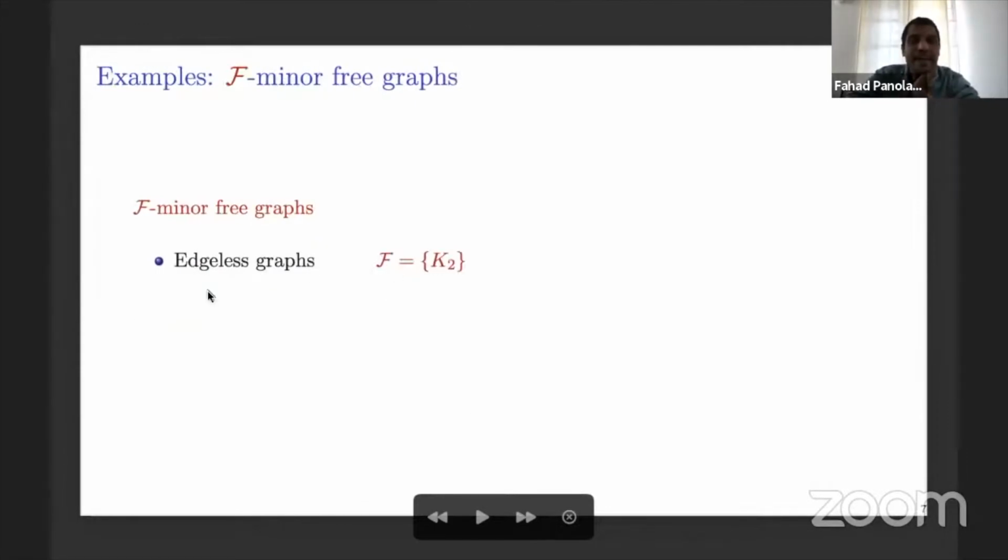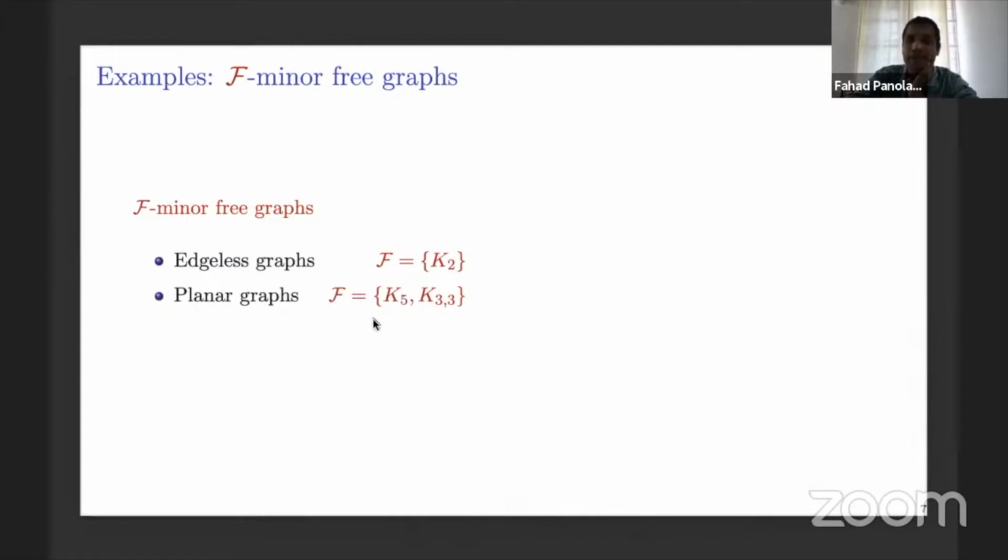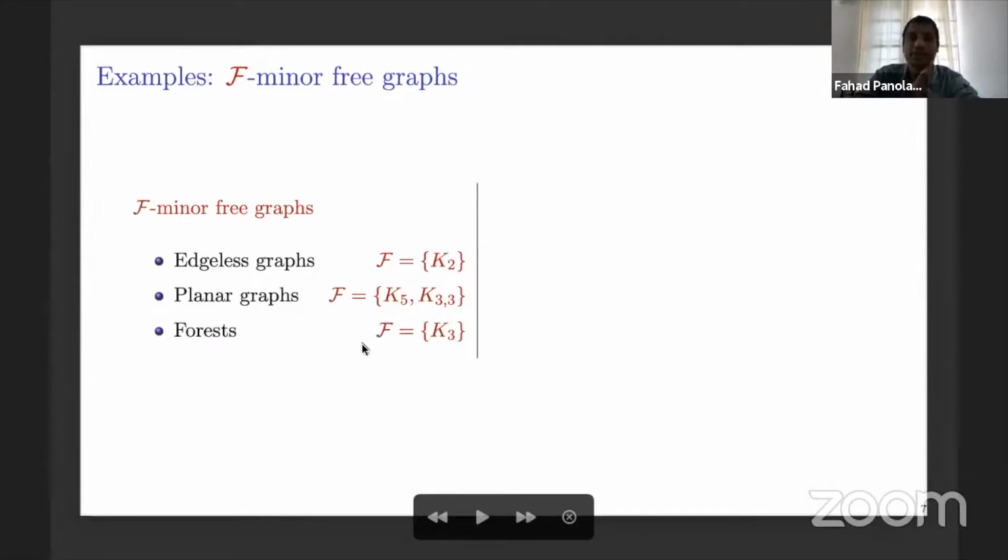Okay, so for edgeless graphs, it is F-free where F is just one graph, which is K2, an edge on two vertices, that is K2. For planar graphs, it is minor free where F is K5 and K3,3, like Wagner's theorem. And for forests, F is K3, just a triangle.